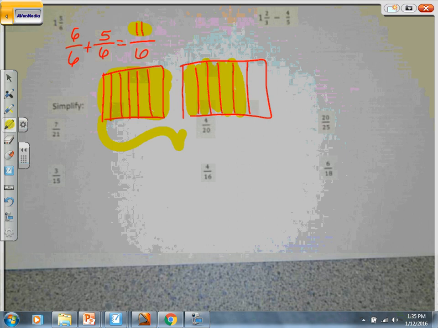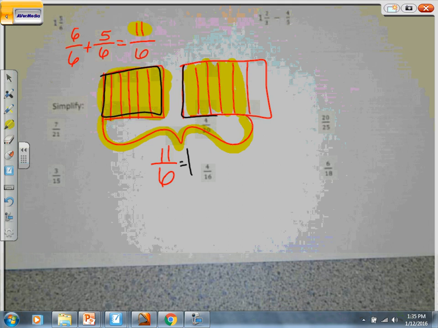So this one represents 11/6. Or it also represents 1 whole and 5 out of 6. So, 1 and 5/6.